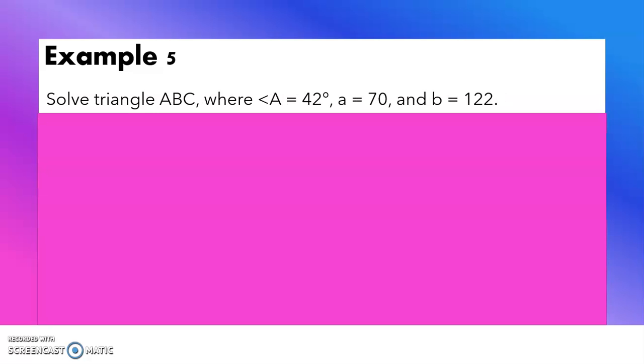It says solve triangle ABC where angle A is 42 degrees, side A is 70, and side B is 122. So what you're going to do is you're going to try to make that triangle and try to solve for angle B and see what happens. Then press play to check to see what is going on with this triangle.